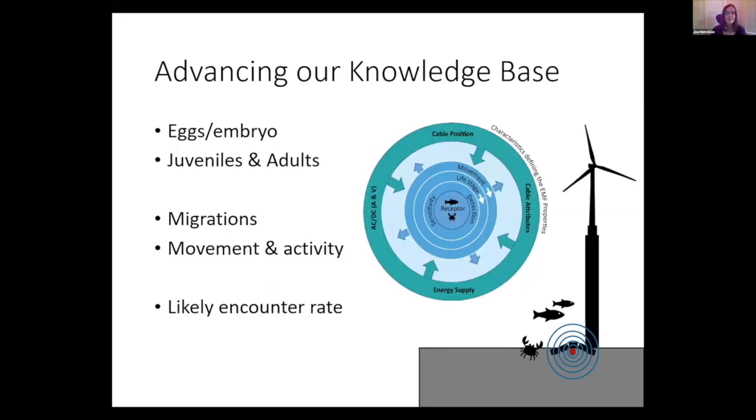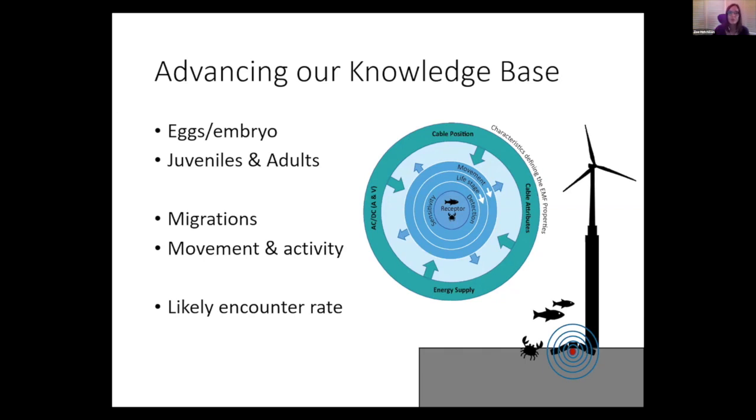In order to advance that knowledge base, we really need to understand a lot about the animals and how they may interact with the electromagnetic environment, as well as how they may interact with the cable EMFs and the likely encounter rate, as well as their movements and the different life stages, all have to be taken into consideration. But this has to be coupled with information from the cable properties and how that changes the electromagnetic fields that are presented to the animals. And we have to make sure that that's contextually relevant to the offshore wind farm industry in order to answer the questions that we're being asked.